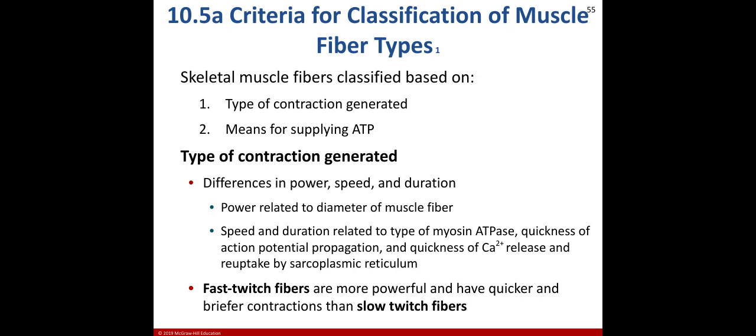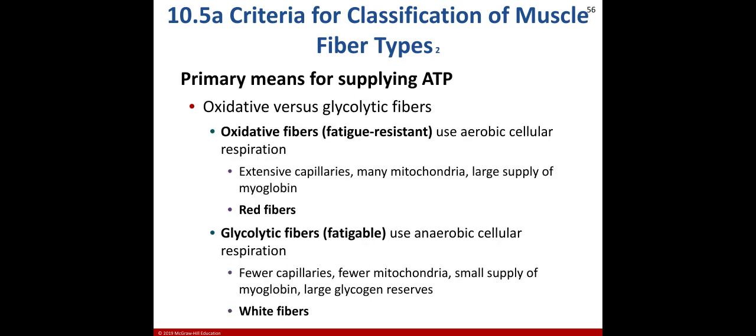We have what we call fast twitch fibers, which are more powerful and have a quicker but brief contraction compared to slow twitch fibers. You also have to classify them based on how they get the ATP. Oxidative fibers are fatigue resistant. They're using aerobic cellular respiration. They have a lot of capillaries, a lot of mitochondria, and myoglobin. They look like red fibers, and we call them red fibers.